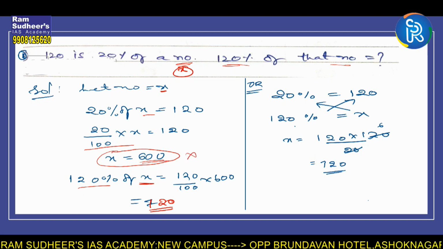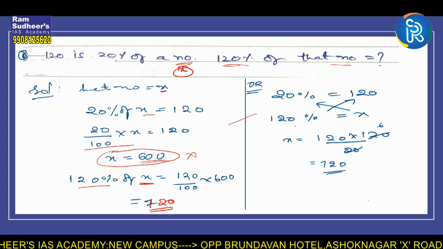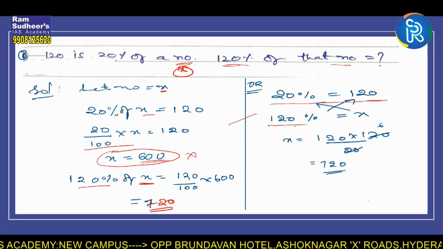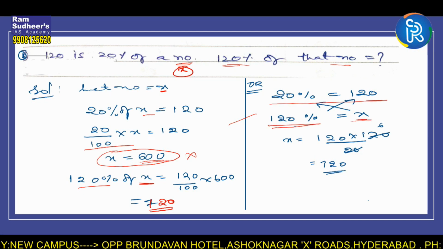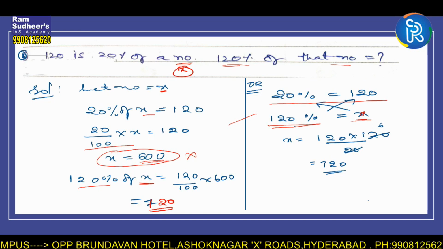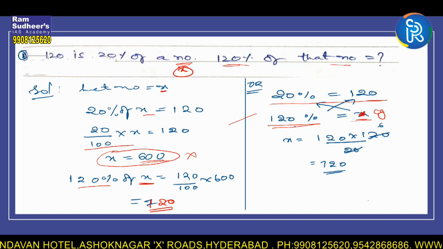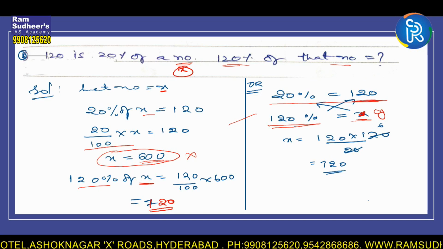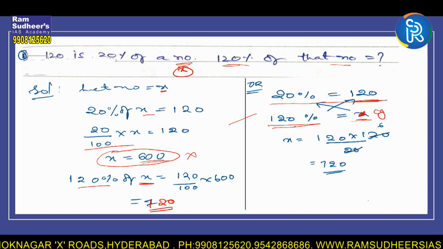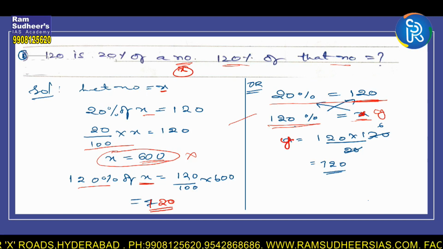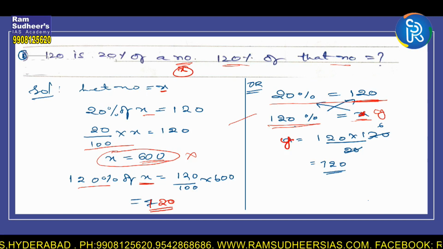This problem can also be solved directly as 20% is equal to 120, and 120% would be some y. I mean, both these x are not the same, so let me say some other y. Now 20% of some number is 120, and 120% of the same number would be y. On cross multiplying, my y would be 720, which is the same in both cases.